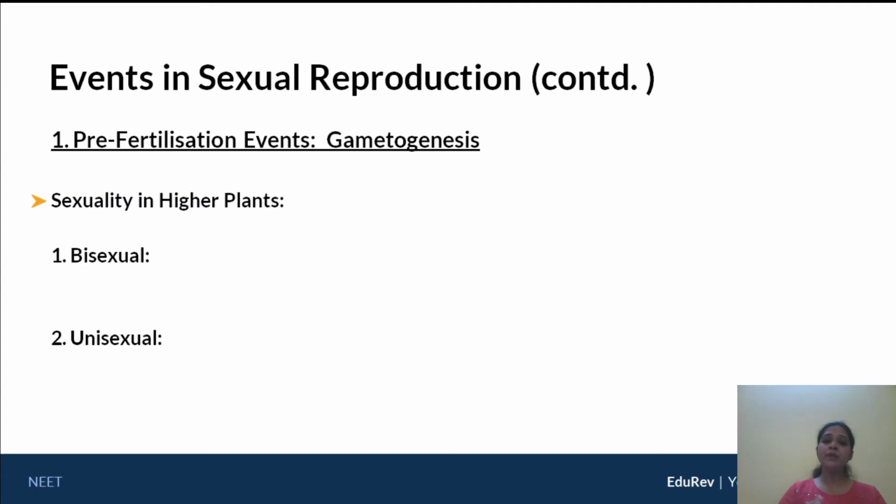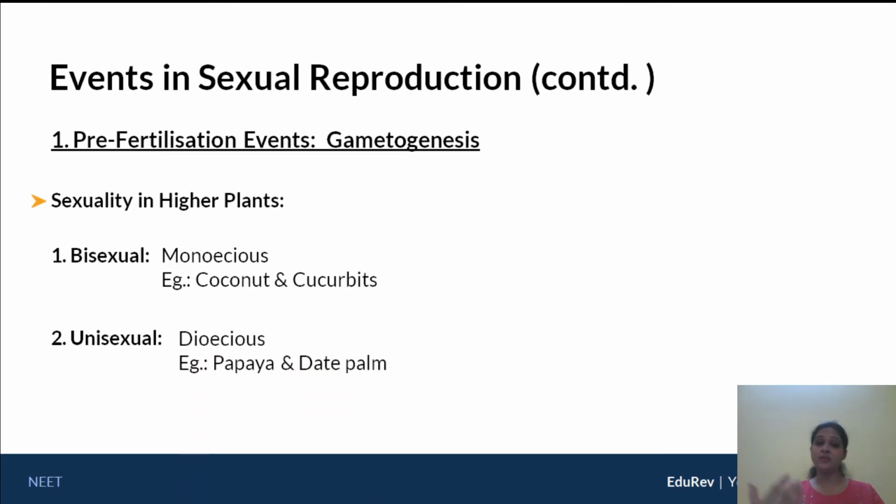Moving on, coming to sexuality in case of higher plants. Now here, if you are bisexual, you're called monoecious, the same terminology. Now for your NEET exam, these two examples are absolutely important: that is coconut and cucurbits. However, unisexual plants are going to be called dioecious. Examples are date palm and papaya. So these examples are absolutely important for you.